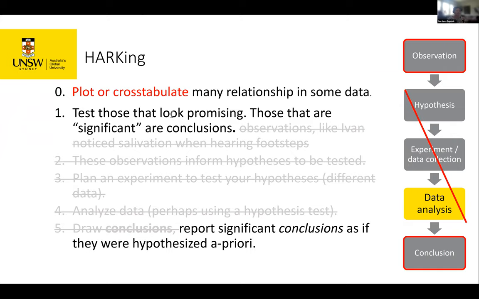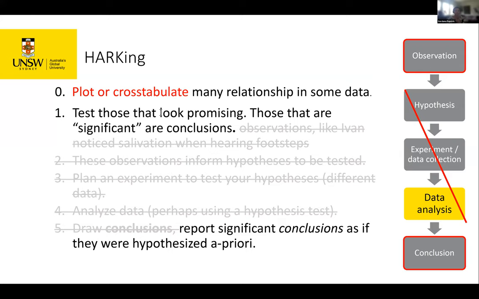So you're plotting your data, you're investigating your data, and then you're like, okay, that looks like an interesting relationship. I'm going to test that relationship. And then you find that it's significant, and you report that this relationship is significant. Unfortunately, it doesn't work that way. Because hypothesis testing wasn't created in this context, this actually doesn't work to stop false positives.